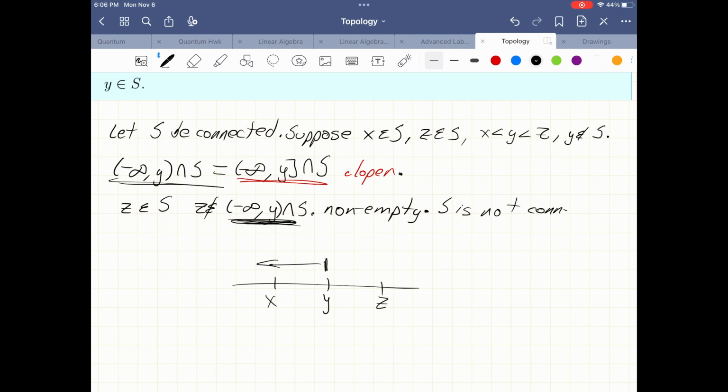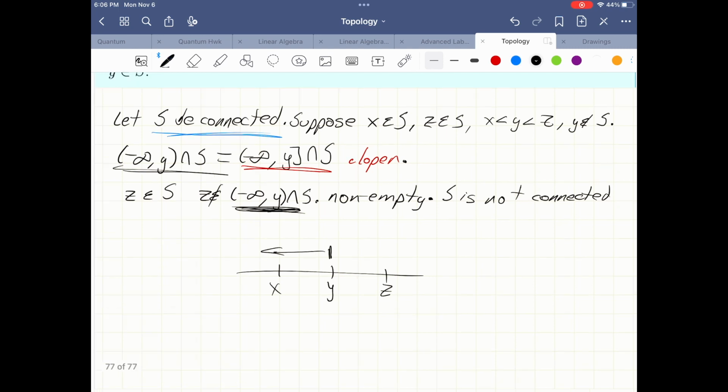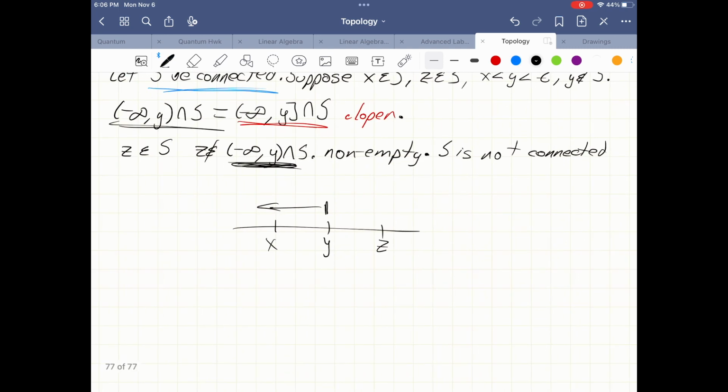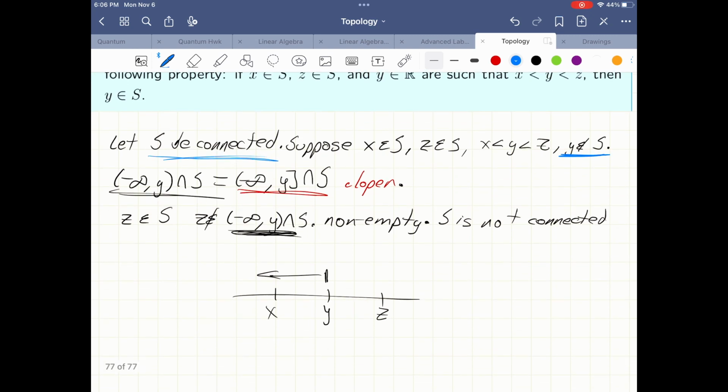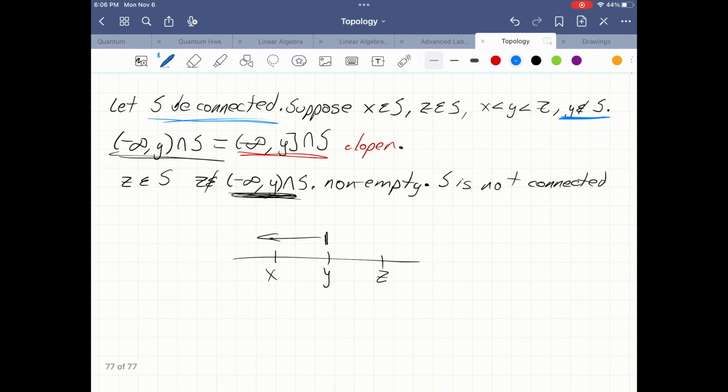Now, if we go back to our initial assumption, we let S be connected up here. So now we have arrived at a contradiction. So S has to be an interval. And if S is an interval, then that means that this Y that we decided is not in S should be in S, because there's really no way to be dealing with the real numbers and this Y to not be included in this interval.